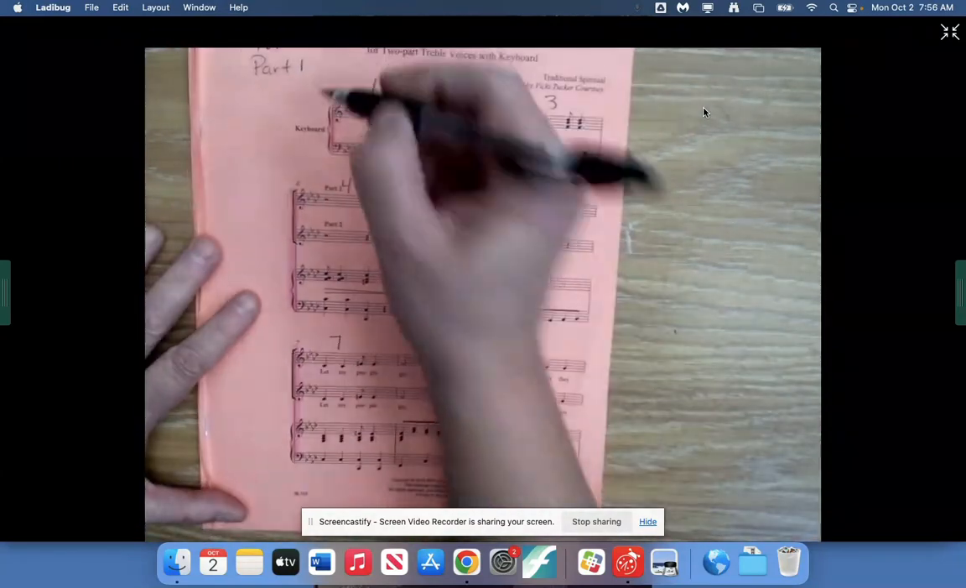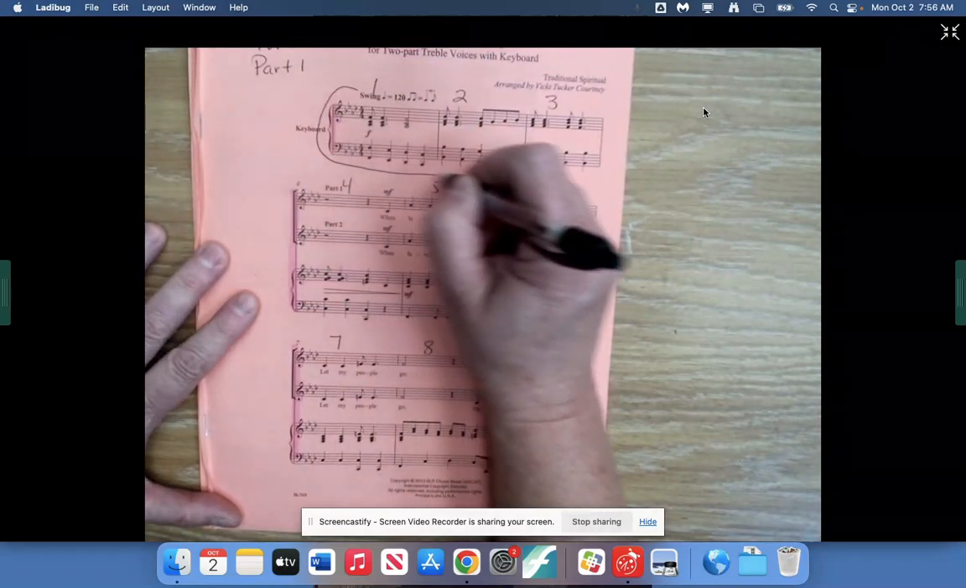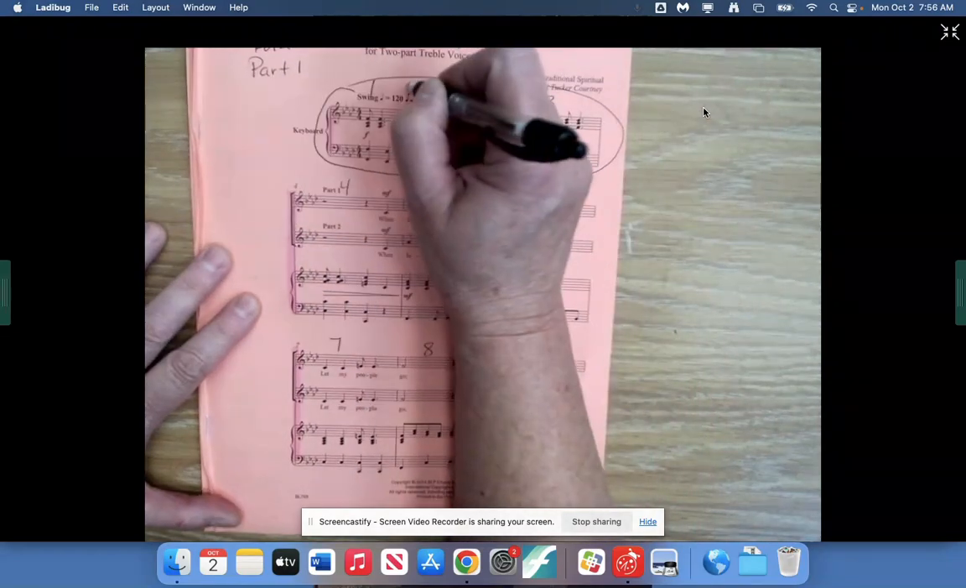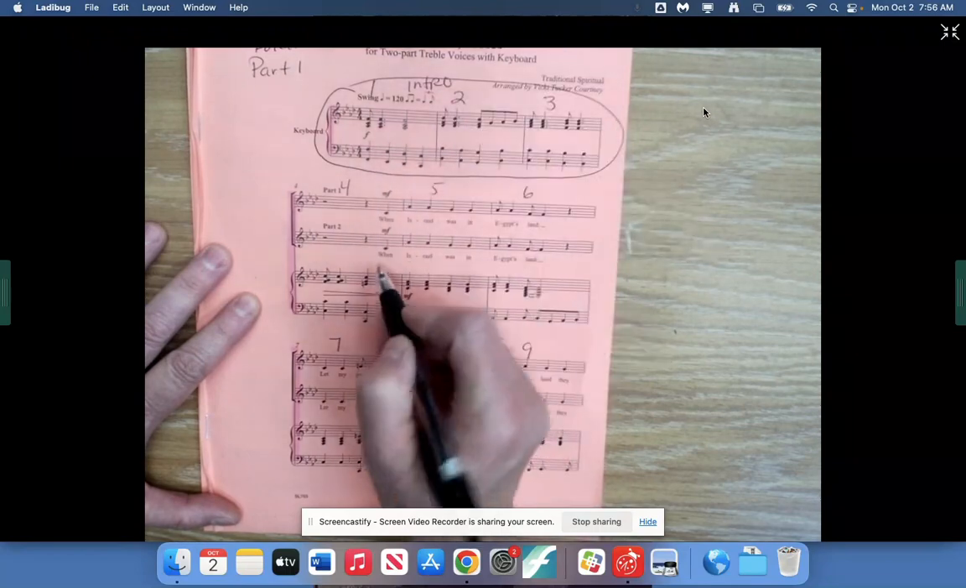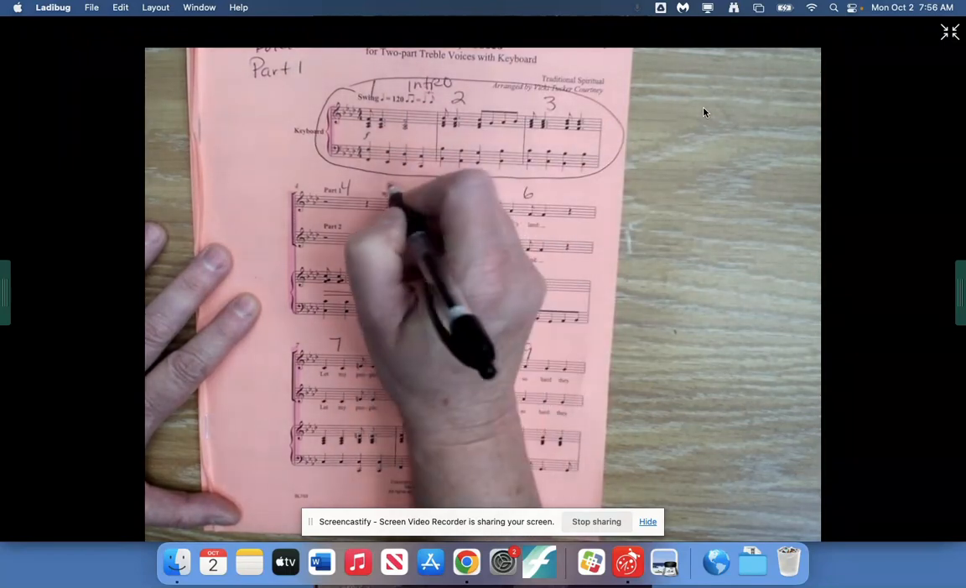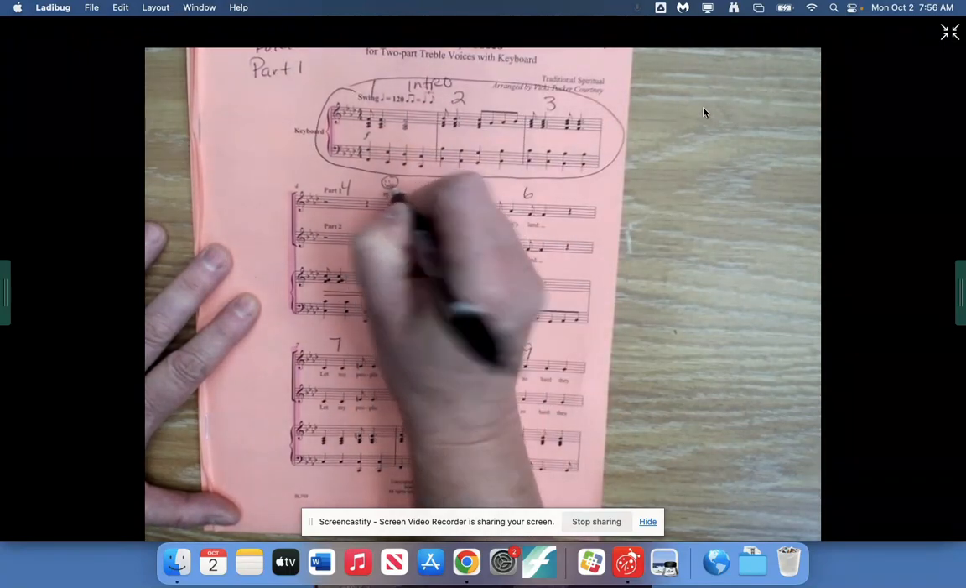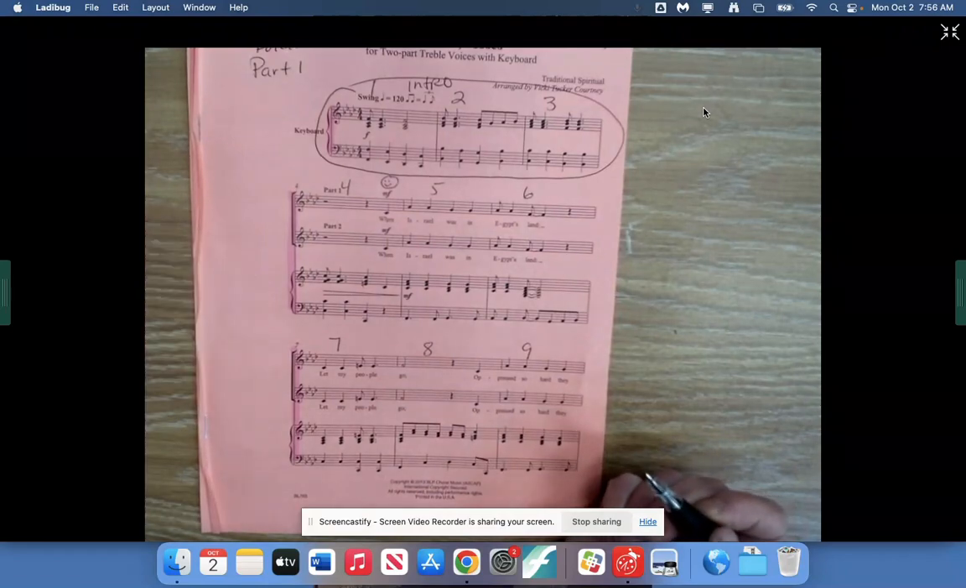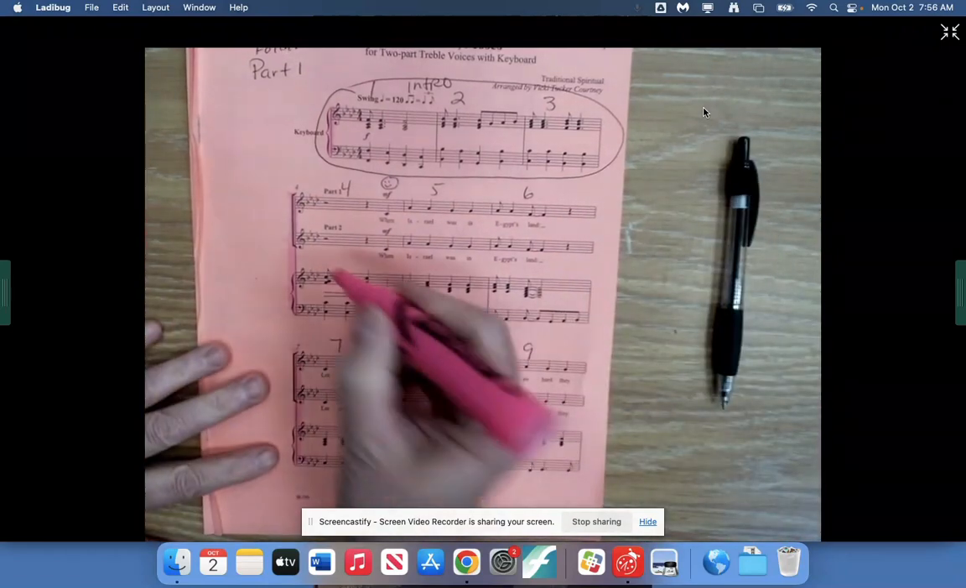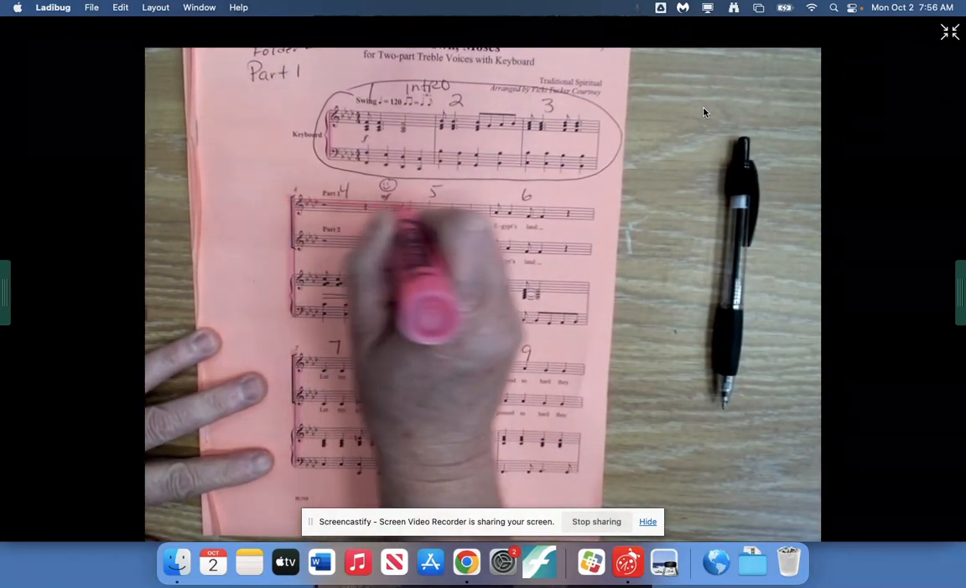All right, now we're going to go back and highlight. Let's circle the introduction, which is just the first 3 measures in this song, because the singers come in right here in measure 4. Okay, so we're going to highlight part 1 in each system.